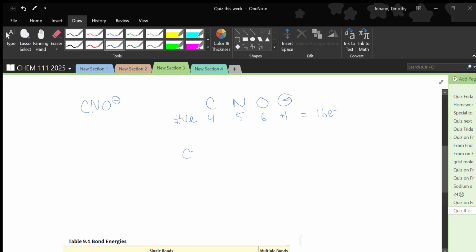What do I do next? Carbon's in the middle. Connect everything with single bonds. So I'm going to put nitrogen on one side and an oxygen on the other side. Doesn't matter. We're not doing shapes yet.